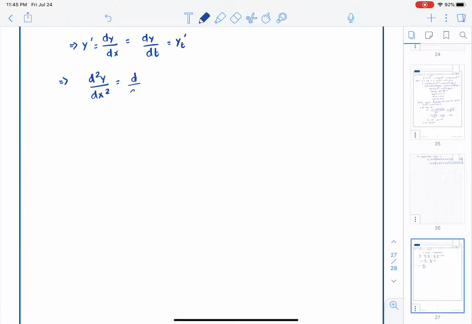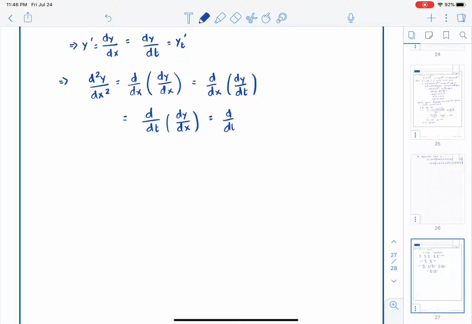So this would be d over dx times dy over dx. We already know that that is dy over dt. I could change the order and write it as d over dt, dy over dx. But dy over dx is simply dy over dt. So d over dt, dy over dt, which would give us d squared y over dt squared. That simply is yt double prime.